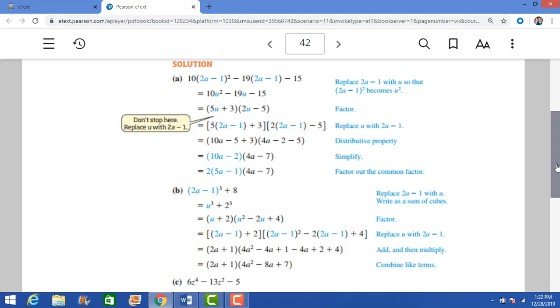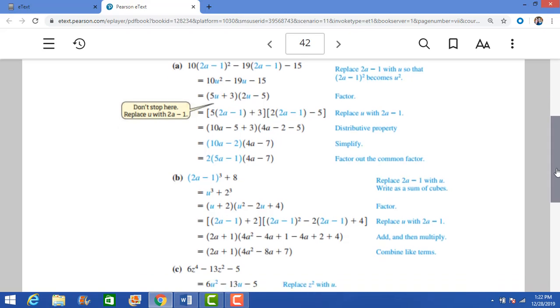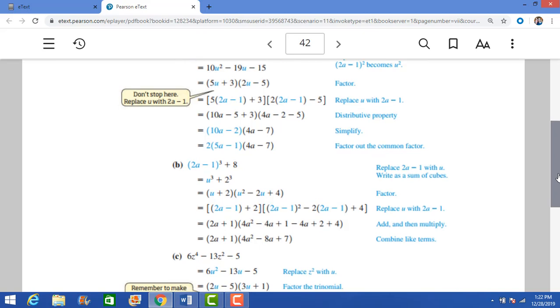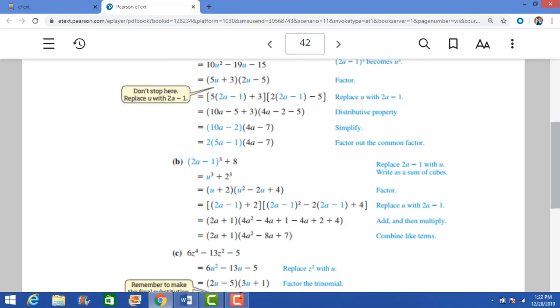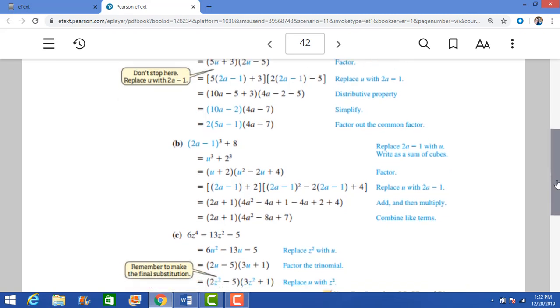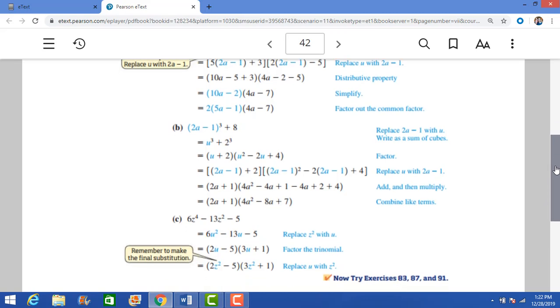We can then see if we can factor it. Okay? And once we factor it, now we can back substitute in for u again. And we just replace the u with the z squared. Okay? And at this point here, we're done. We can't really do any more to simplify this expression. And our final answer is 2z squared minus 5 times the quantity 3z squared plus 1.